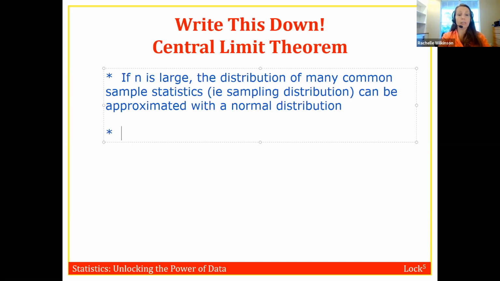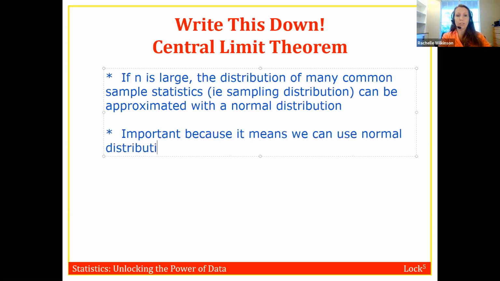All right, and as I mentioned, this is important because it means we're going to be able to use normal distributions to answer questions about these sample statistics, do things like p-values and confidence intervals, regardless of what the shape of the original population is. So that's pretty significant. It doesn't matter how skewed or how wacky your original population is, as long as my sample size is large enough, the sampling distribution will follow a normal distribution. So I can just use the normal distribution to model it, and I'm good. So it's important because it means we can use normal distributions to model our sampling distribution, regardless of the shape of the original population.